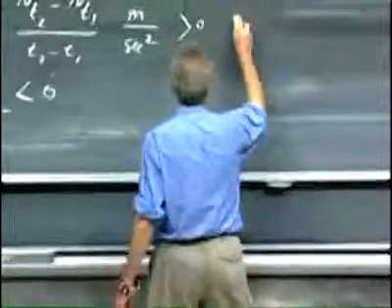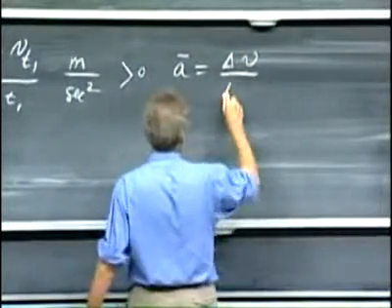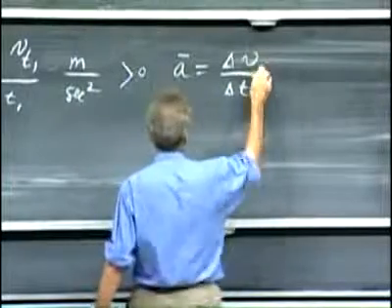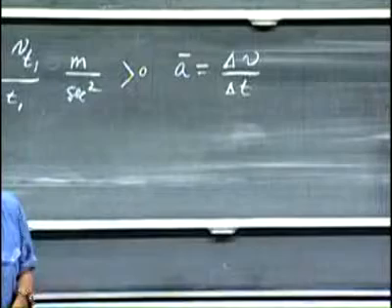So you can also write down that average acceleration is delta v divided by delta t, but you must be careful because the delta v is sign sensitive. You must obey your sign convention.